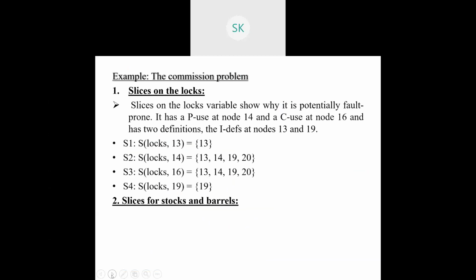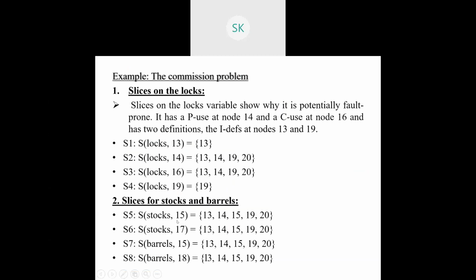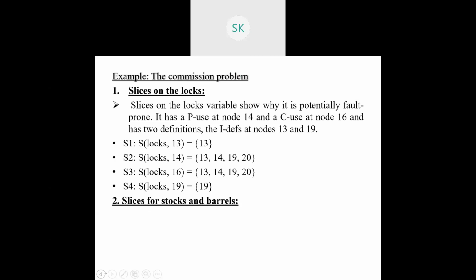If we are going with slices for stocks and barrels, 15, if it is that, 13 should be contributed. Why? Because without 13, you cannot enter the while loop. Based on the input logs, the while loop needs to be checked. After that, only you are getting the values for stocks. So indirectly, your logs make an impact on the variable stocks as well as barrels. So that's why 13, 14, 15, 19, and 20. 15 is taken into consideration.